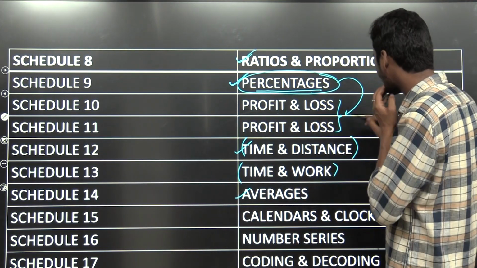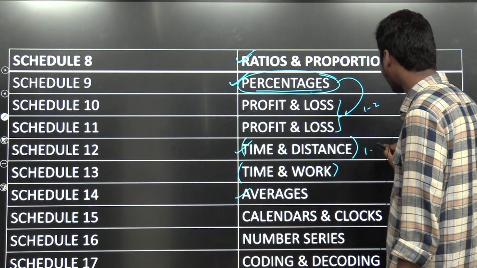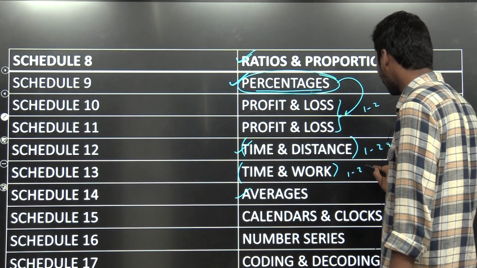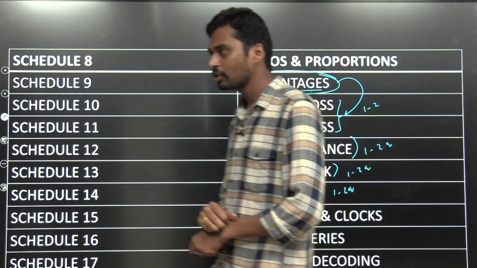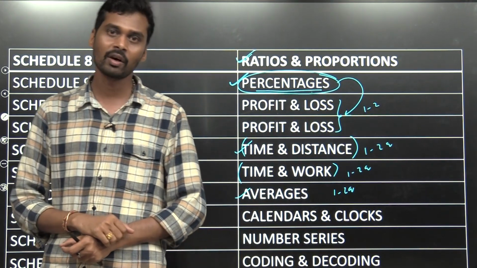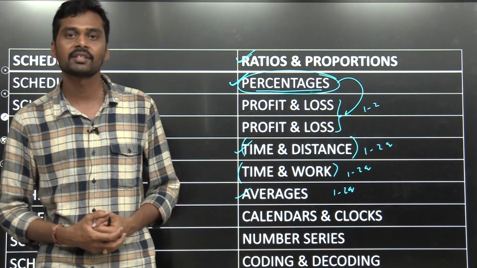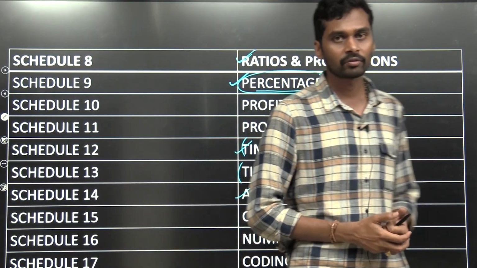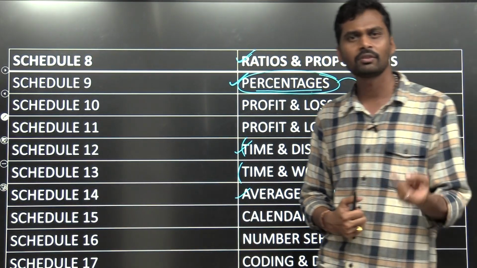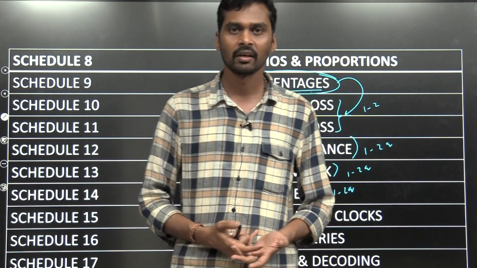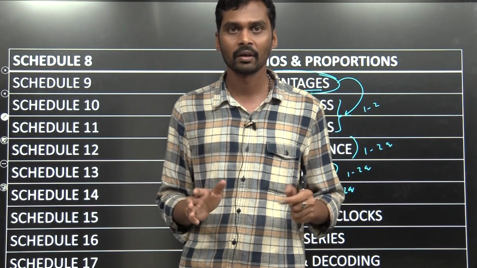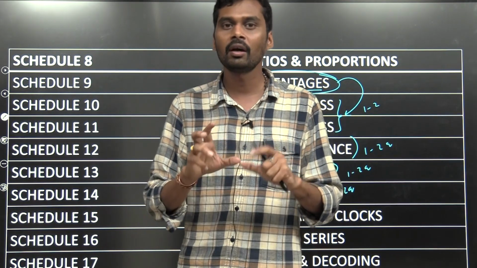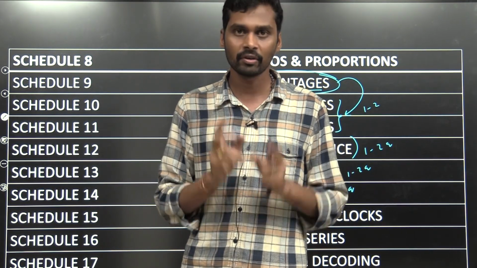From all these topics, I would say we can expect 1 to 2 questions from each, and averages is also 1 to 2 questions. Not many questions, but the importance of even one question is very significant, right? Even one question means 2.5 marks in CSAT. So every question has its importance, and we should not leave any topic. We are going to learn each and every concept, each and every topic.